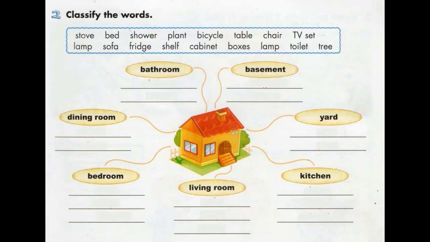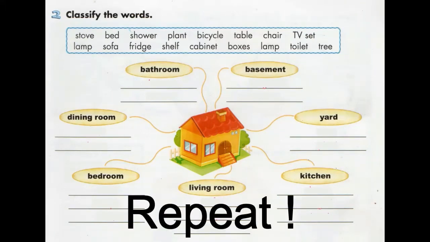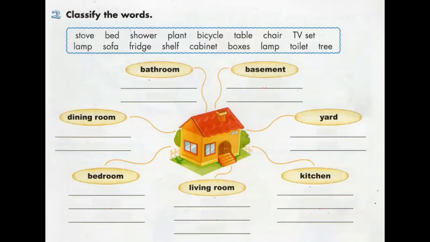Page number 53, activity number 2. Classify the words: stove, bed, shower, plant, bicycle, table, chair, TV set, lamp, sofa, fridge, shelf, cabinet, boxes, lamp, toilet, tree. Example: in the basement we can find bicycle and boxes. Answer yourself.